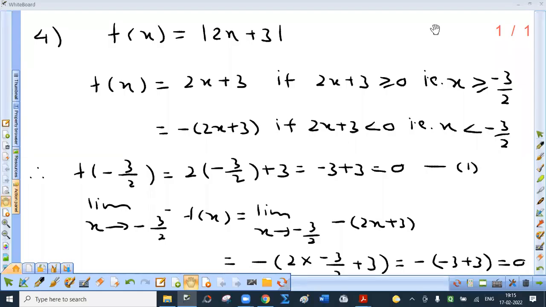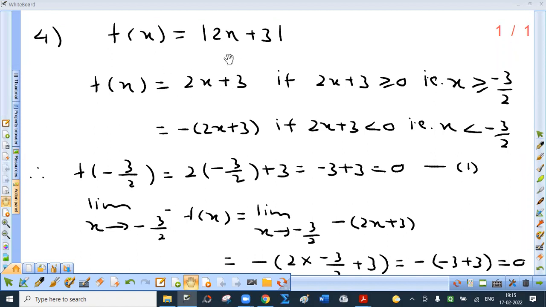Fourth one is an interesting sum. Discuss the continuity of the function f of x equal to mod of 2x plus 3 at x equal to minus 3 by 2. Basically, modulus function is continuous. Mod x is continuous. Now it is mod of 2x plus 3 and we have to discuss continuity at minus 3 by 2. I hope you remember the definition of modulus function.